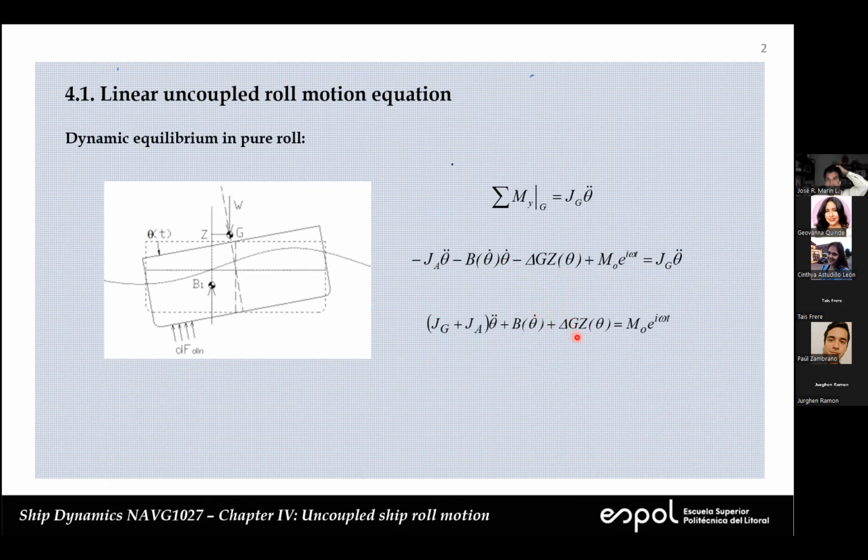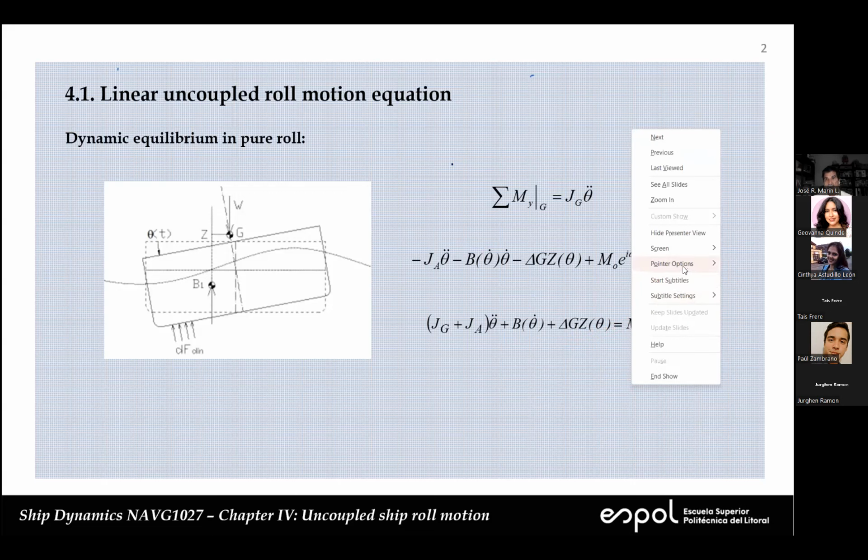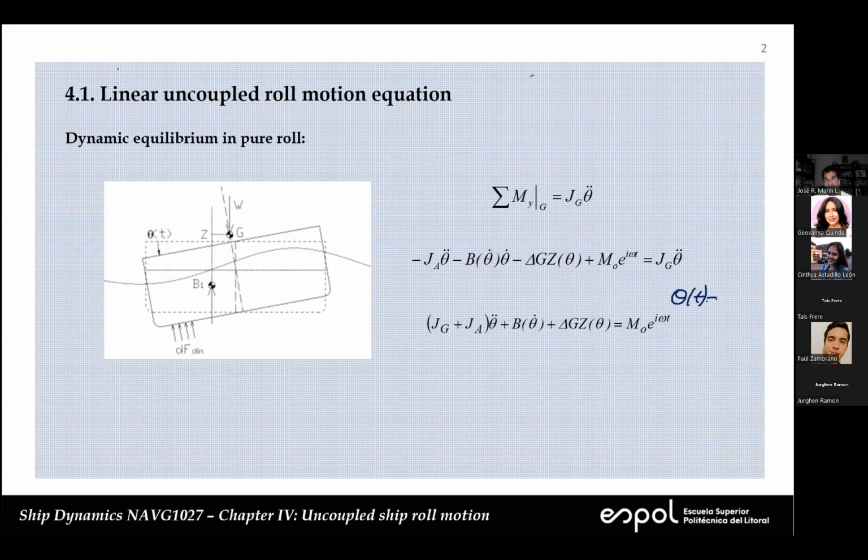And instead of GC, it depends on theta. We're going to linearize that in a minute. And on the right-hand side, we have the excitation. You see that the excitation does not depend on theta, which is the angle of roll. If we were doing a more general ship dynamics analysis, instead of theta we would use eta 4. But since this is just one uncoupled problem, this is the way we call it. So theta is a function of time, what we call theta 4, a function of time.